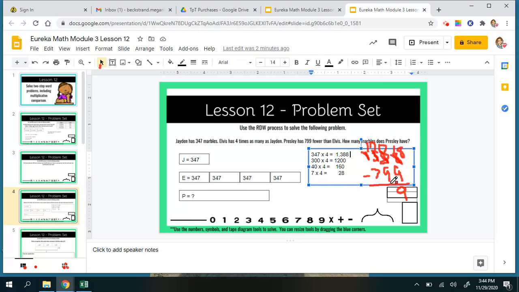17 minus 9 is going to give us 8. And then 12 minus 7 is going to leave us with 5. So Presley has 589 marbles.